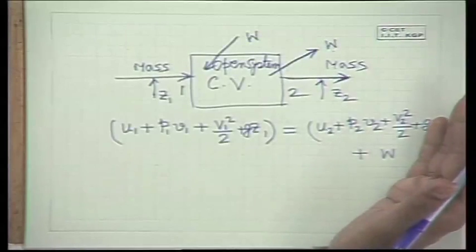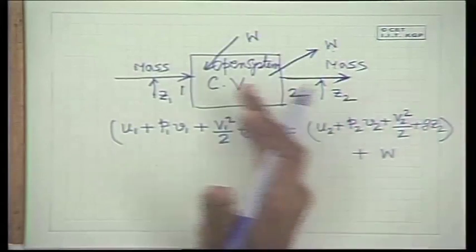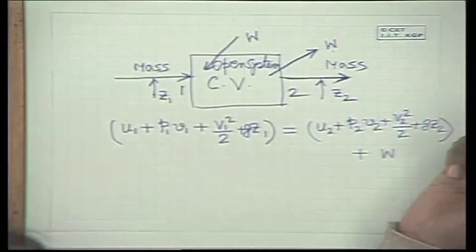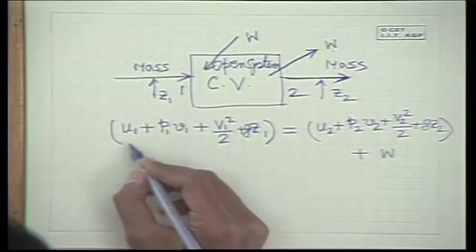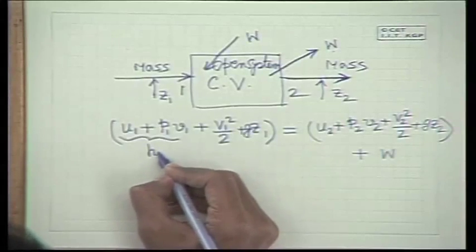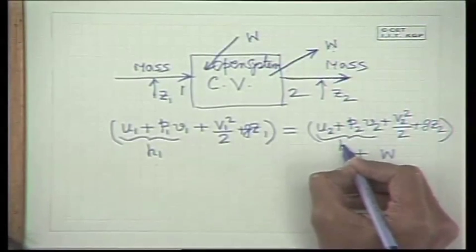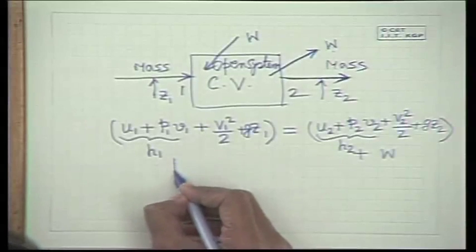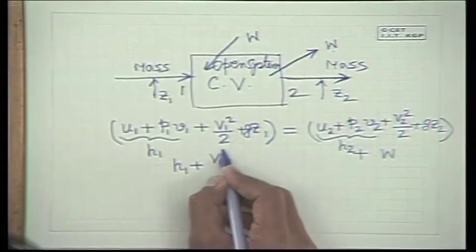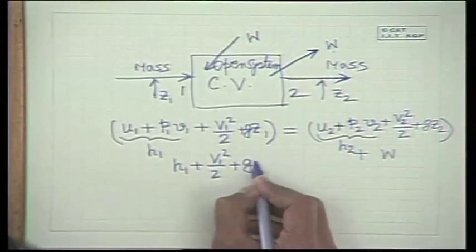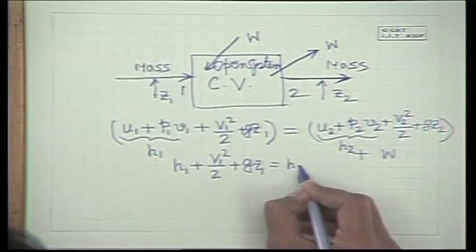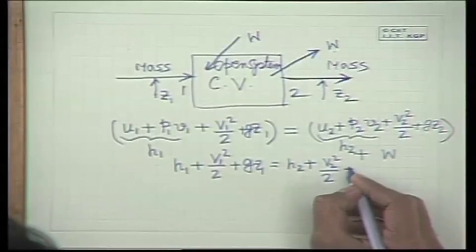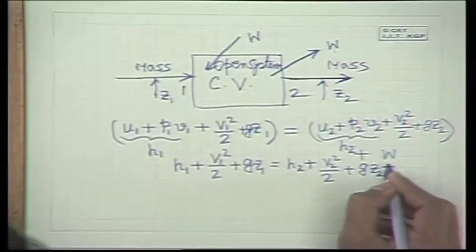If you consider the heat flow, you can take in this heat flow either on the right hand side or on the left hand side, depending upon whether you consider the heat is coming into the system or going out of the system. Now, if we replace this as the enthalpy, you know from the definition of enthalpy, it is the internal energy plus the product of pressure and specific volume. So, we can write H1 plus V1 square by 2 plus GZ1 is equal to H2 plus V2 square by 2 plus GZ2 plus W.